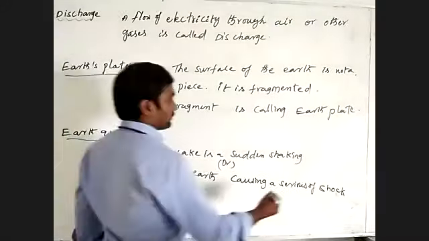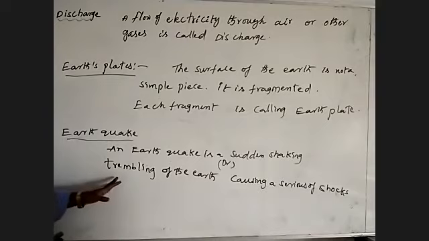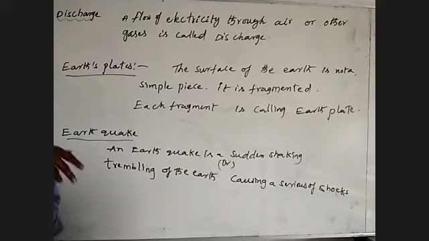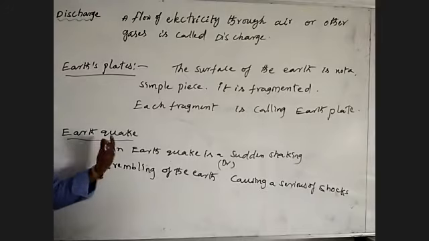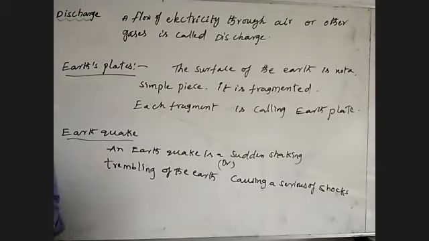An earthquake is a sudden shaking, trembling of the earth causing a series of shocks, means it produces vibration, seismic waves that move to the surface of the earth. The disturbance formed at the deep of the earth's crust causes shaking of the earth. That we are calling an earthquake.